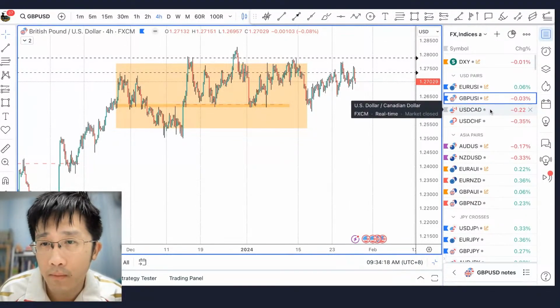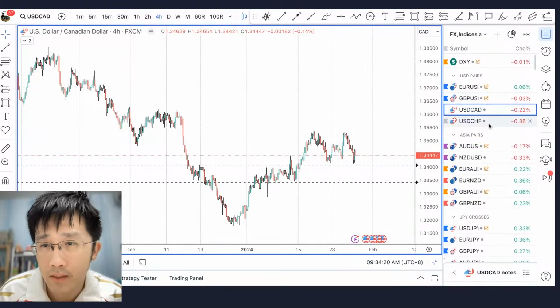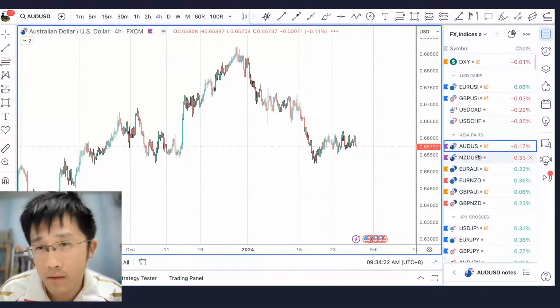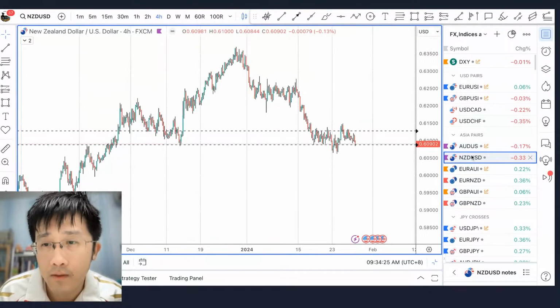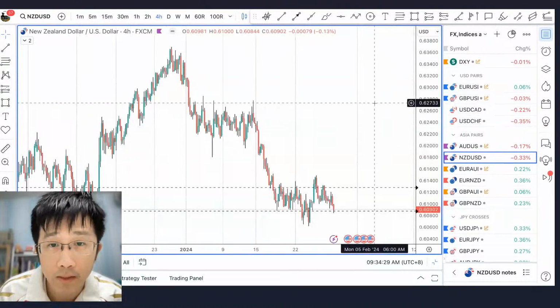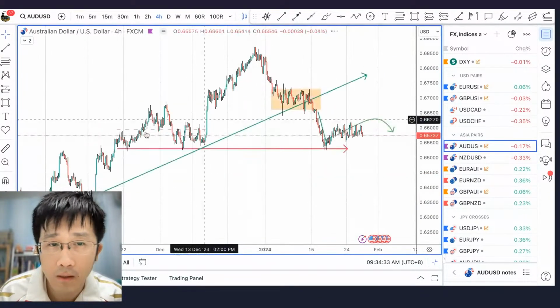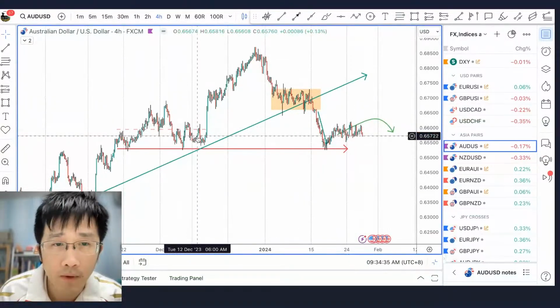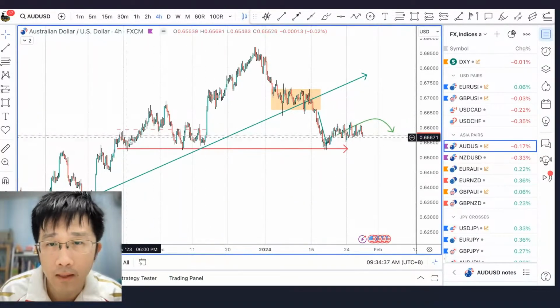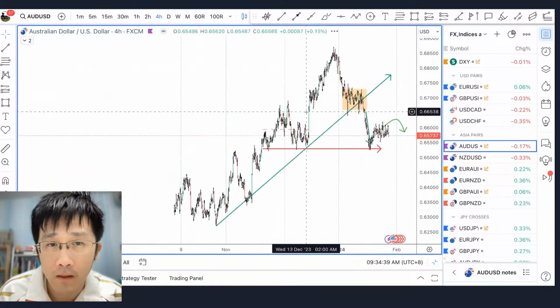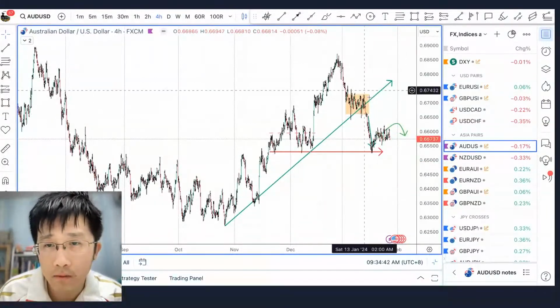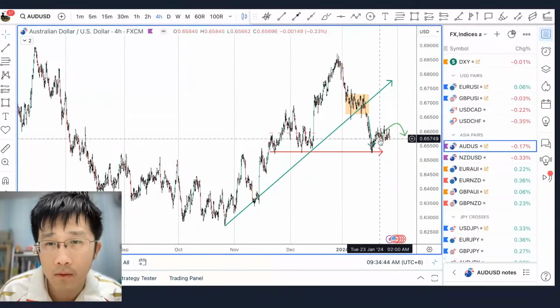So all the majors, I would say, pretty much look the same. Aussie dollar USD, and then New Zealand dollar USD is the same. So it's range bound over here and over here. I think probably because of the support that it has over here. But I do think that it should be correcting more downwards.